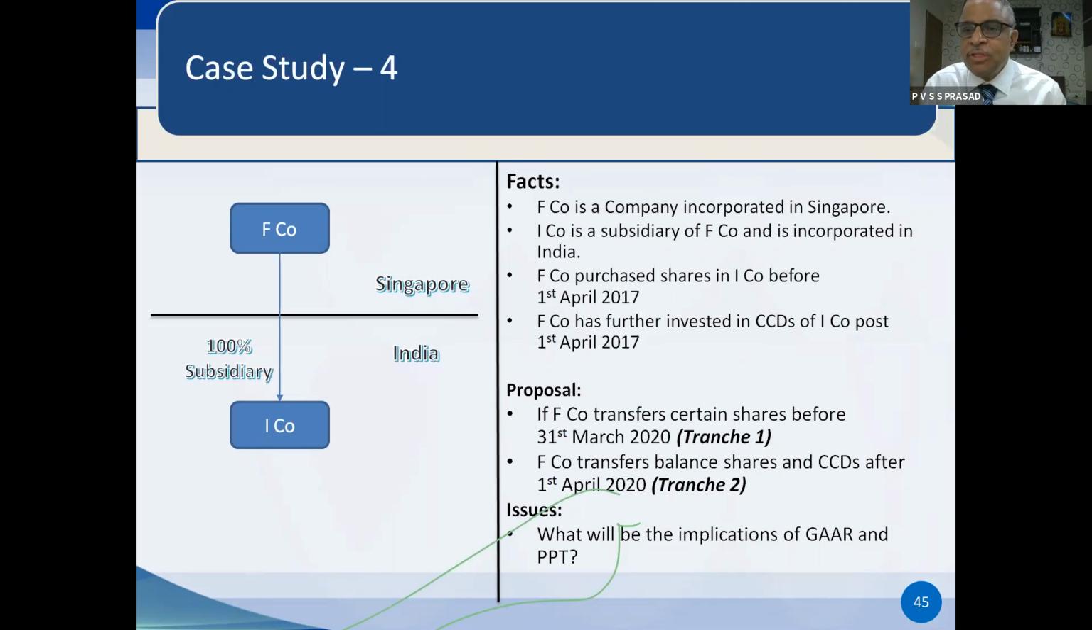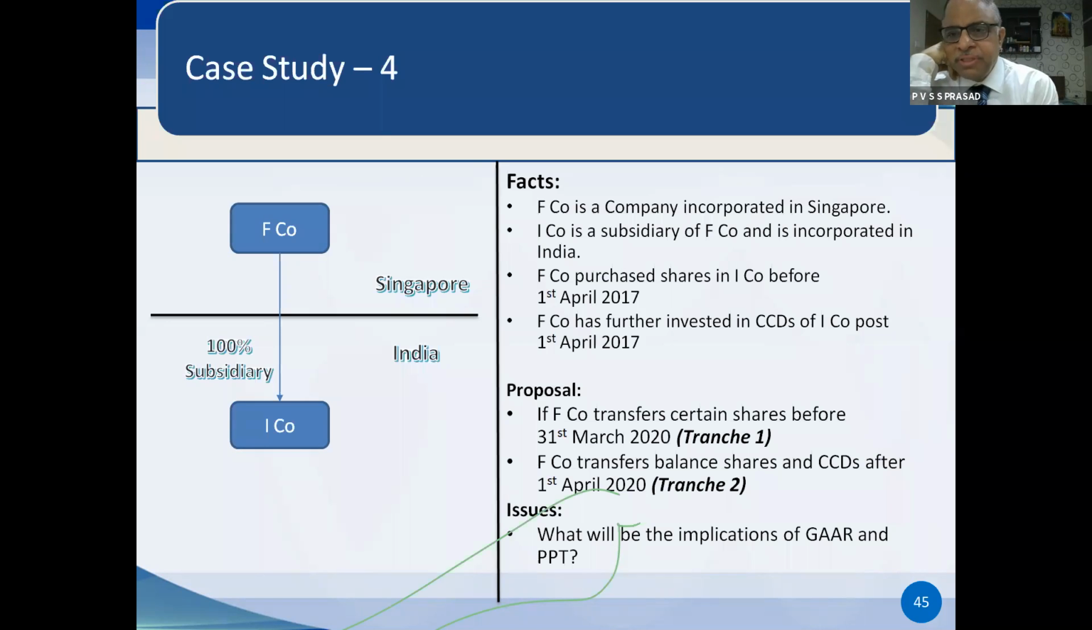That means virtually there is no tax in India for the shares held in the Indian company when they are sold. It will be taxed only in the country where the alienator is a resident. Because there is no capital gains tax in Singapore, there is no tax there, it's a double non-taxation. So that benefit is restricted to all investments which are made up to 31st March 2017.